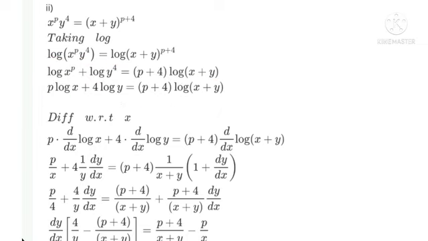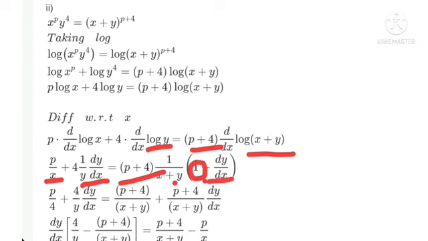Now differentiate with respect to x. We get p, a constant term, as it is into the derivative of log x; 4, a constant term, as it is into the derivative of log y; p plus 4 as it is into the derivative of log x plus y. So we get p, and the derivative of log x is 1 upon x; 4 as it is, derivative of log y is 1 upon y into dy by dx; p plus 4 as it is, derivative of log x plus y is 1 upon x plus y into again the derivative of x plus y. The derivative of x is 1 and the derivative of y is dy by dx.